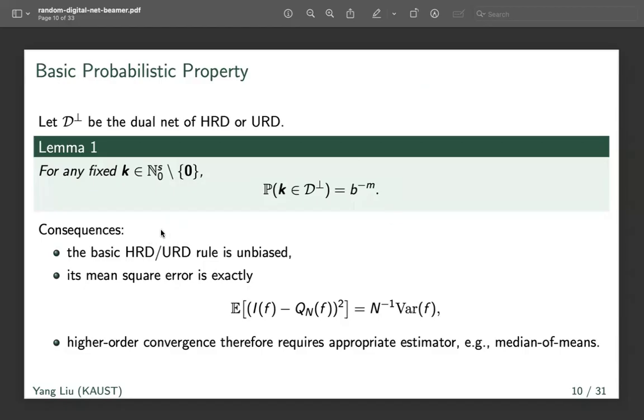With a random digital shift, we get an unbiased estimator for both the Hankel random design and the uniform random design. But we also notice that the mean squared error is only n to the minus 1 times the variance of the integrand. This is the same as in the case of Monte Carlo, so we don't have any advantage from here. This motivates us to use an appropriate estimator, for example, the recently studied median of means QMC rule.